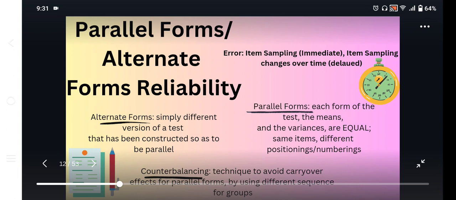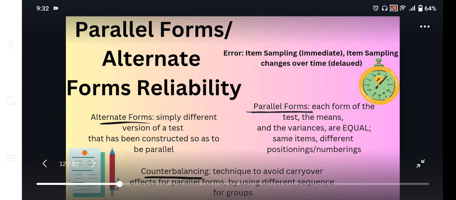Okay. Ang error natin dito is sampling error, item sampling. Okay? Established when at least two different versions of the test yield almost the same score, has the most universal applicability. Parallel forms: each form of the test, the means and the variance are equal. Same items, different positionings or numbers. Okay?